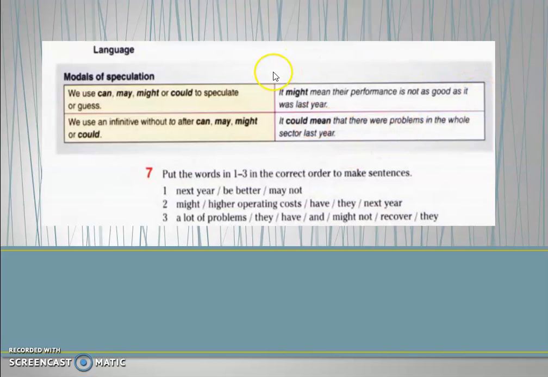So this is about modals of speculation. You can use these modals to answer this one. You can put the words in numbers 1, 2, and 3 in the correct order to make sentences. I will not give you an example. You can do this, I know. Just arrange these words in a correct order to make sentences, and it makes sense. Okay? Next.